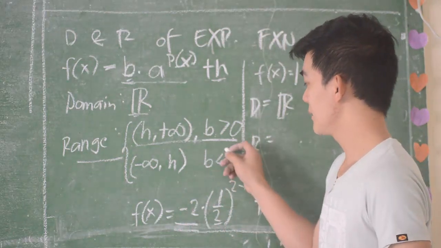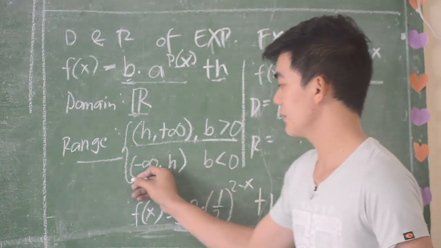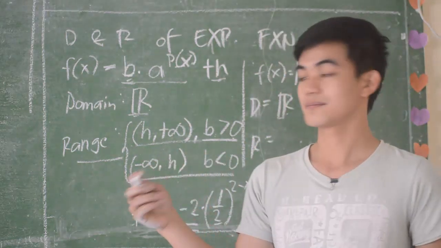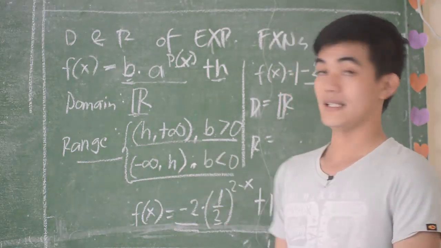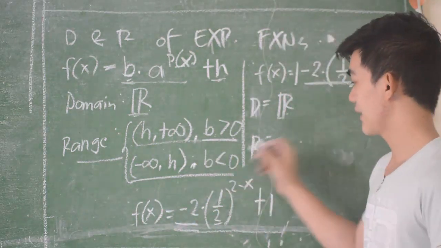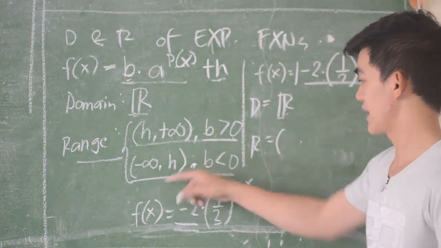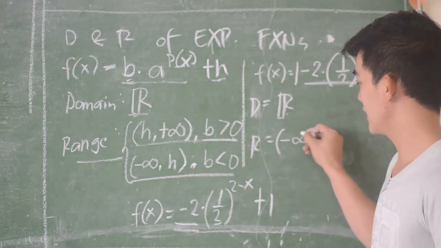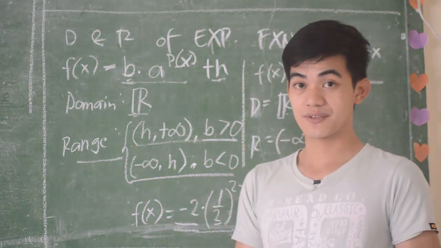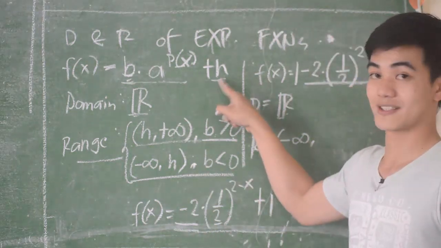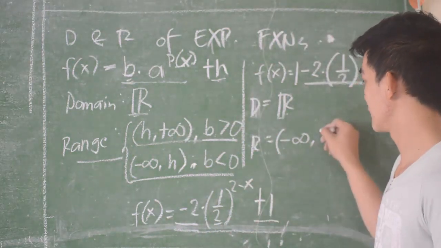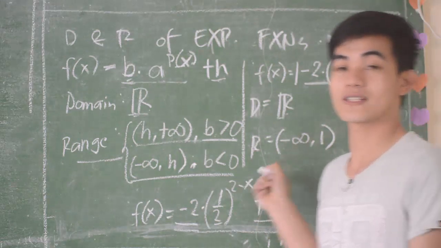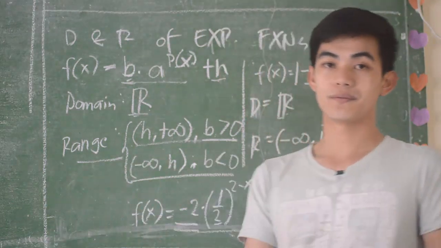No, yung negative 2. Ibig sabihin, since that is less than 0, ito, yung pangalawa yung ating titignan. So, less than 0 yan, the range will be, okay, we just copy parenthesis, and then negative infinity. And then, what is our h? Ang h natin ay yung constant. Okay, so that is 1. What if walang nakalagay na constant? Siyempre, 0.